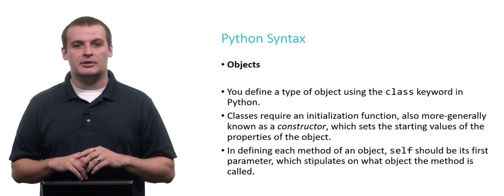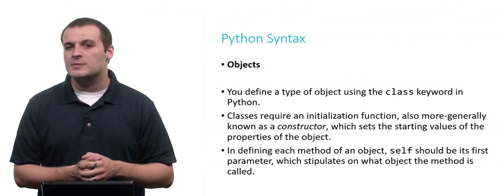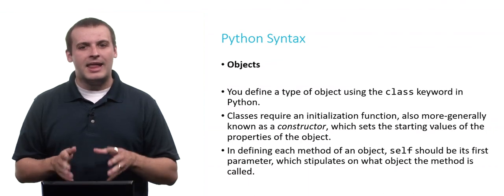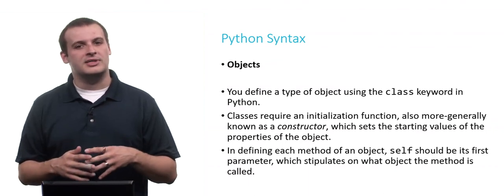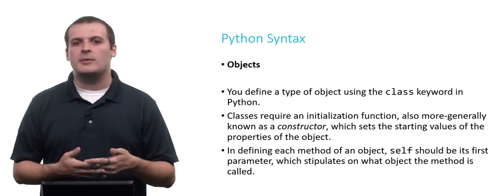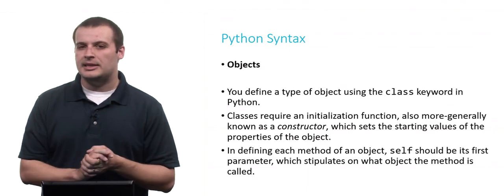Now, objects are not necessarily generic. We can actually create our own specific kinds of objects, just like we create our own specific types of structures in C. And the way we do that is using the class keyword. The class keyword introduces a new kind of object. Every class, so every new kind of object you create, requires an initialization function. We didn't have to do this in C.